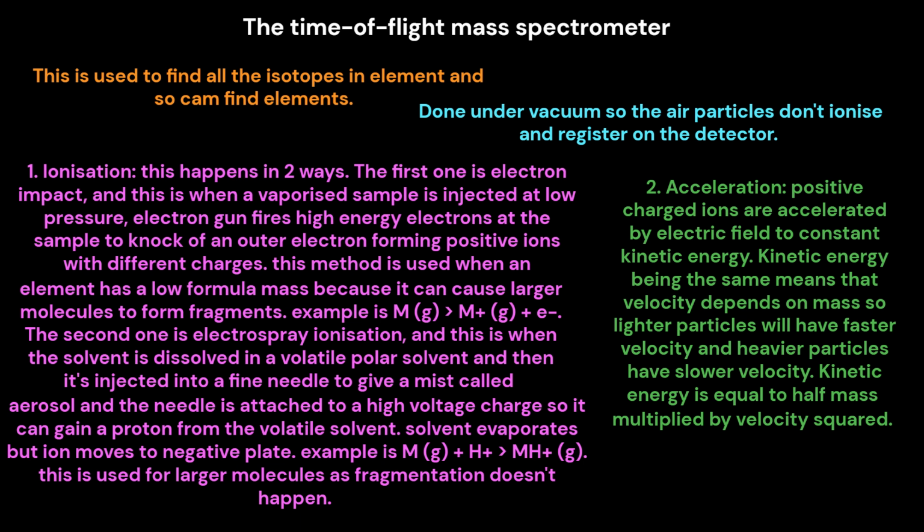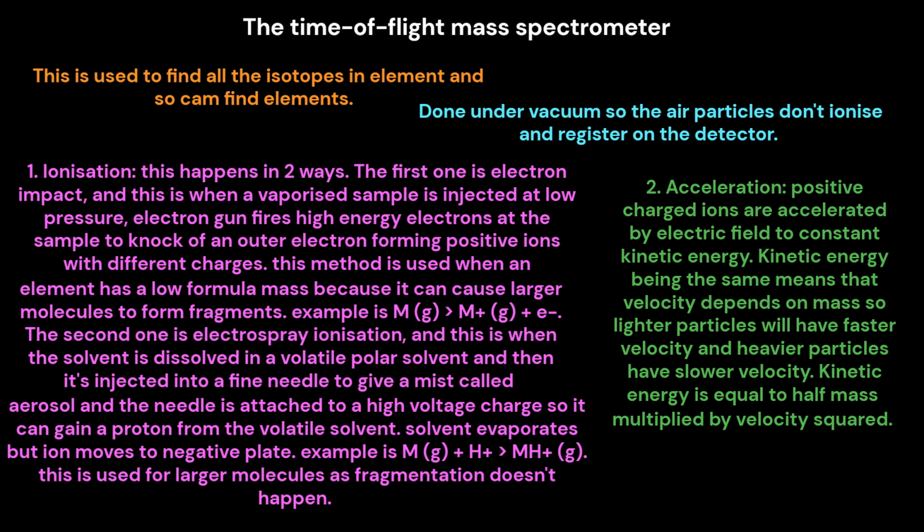Steps of mass spectrometer. 1. Ionisation. This happens in 2 ways. The first one is electron impact, and this is when a vaporized sample is injected at low pressure. An electron gun fires high-energy electrons at the sample to knock off an outer electron, forming positive ions with different charges.